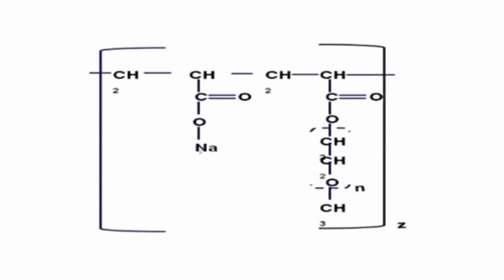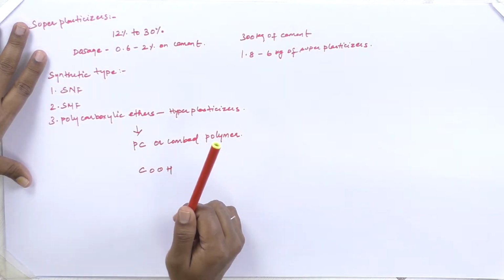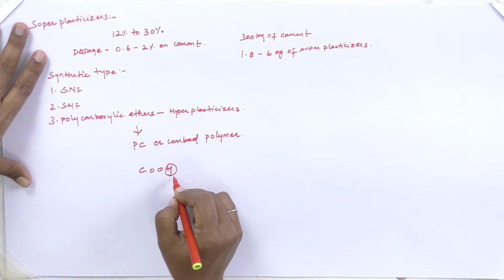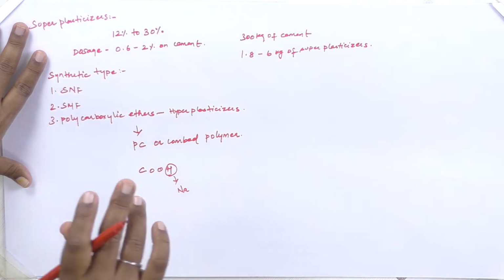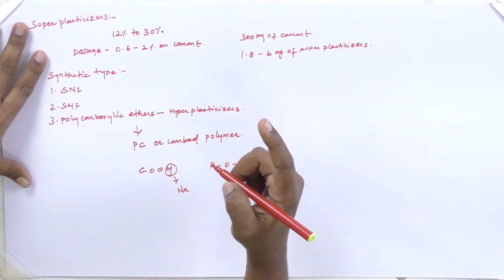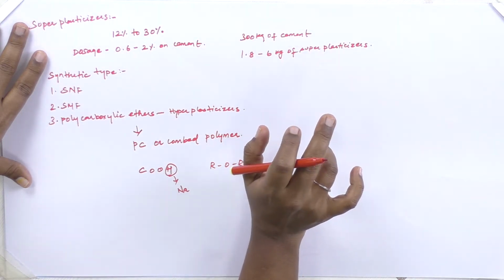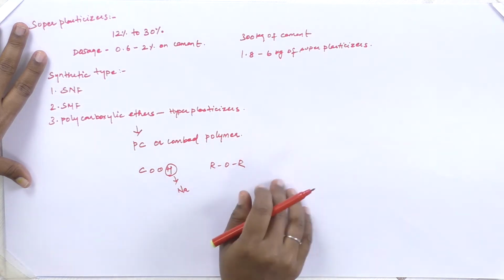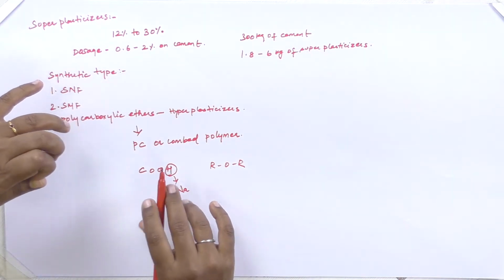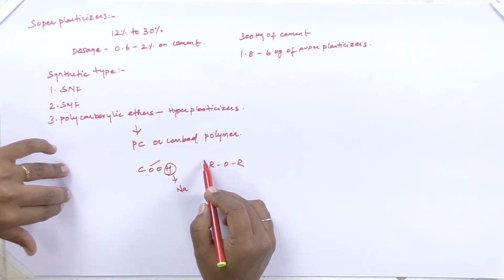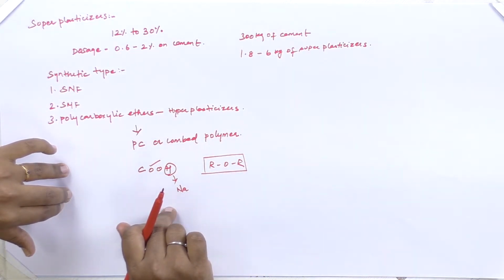Now let us see the structure of polycarboxylate ethers. In that, a main link polymer CH2, CH, COOH, and that H is being replaced by a metal, that is sodium, and apart from that we have ethers, ROR. This combination is available in the last link, CH2, CH2O, ROR, esters. So the COOH is polycarboxylic, and this ROR is ethers, polycarboxylic ethers. This is the main link polymer and this is the combed polymer which is being attached to the main link polymer.